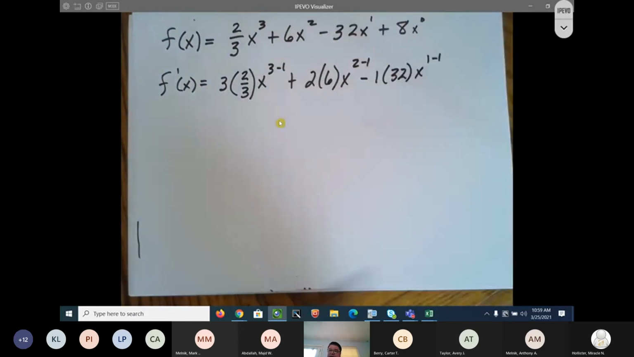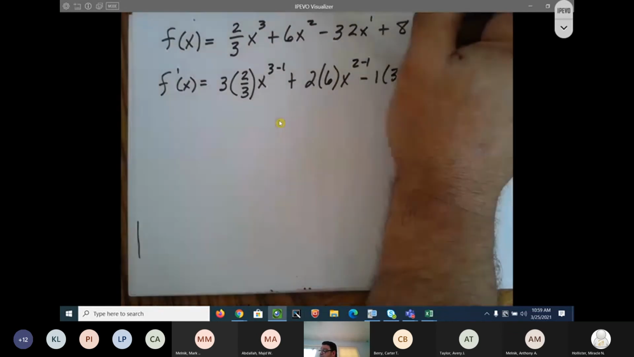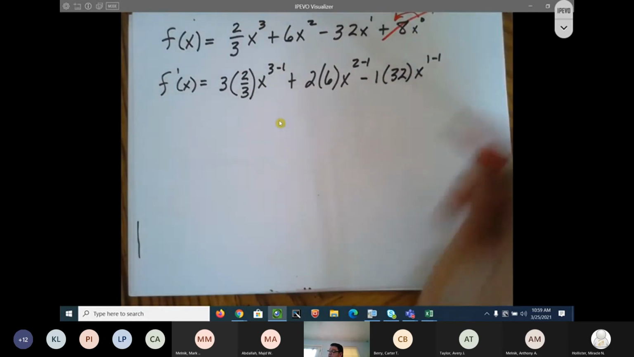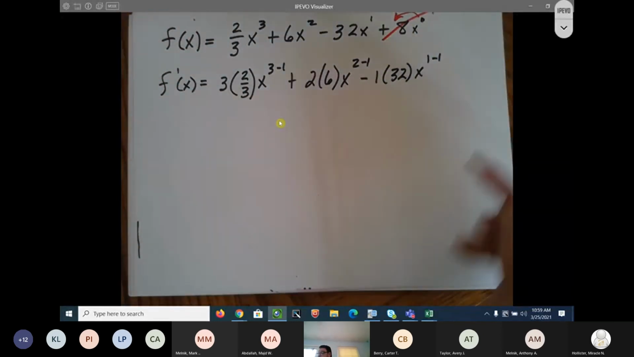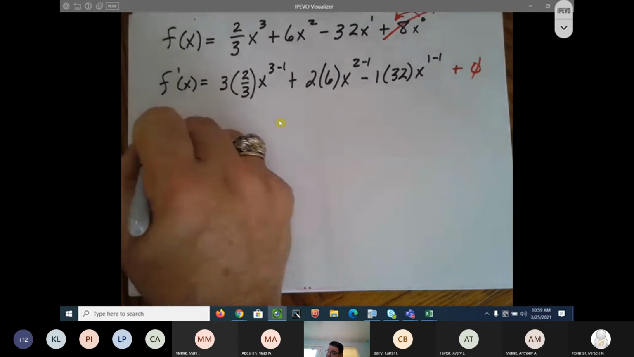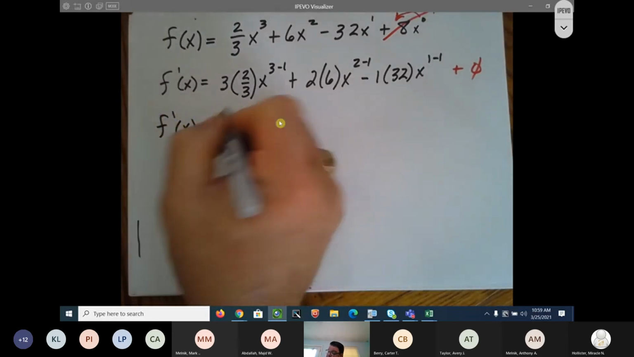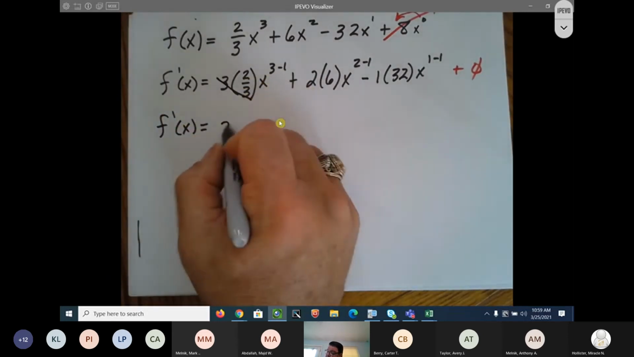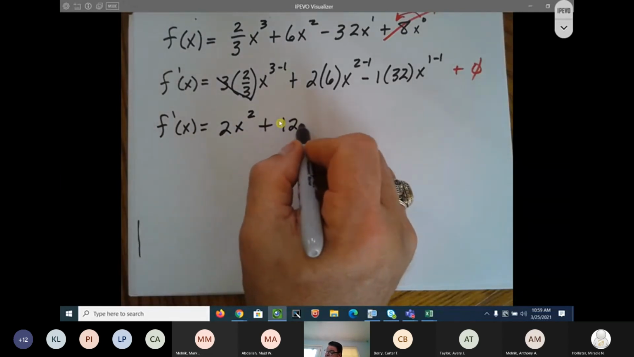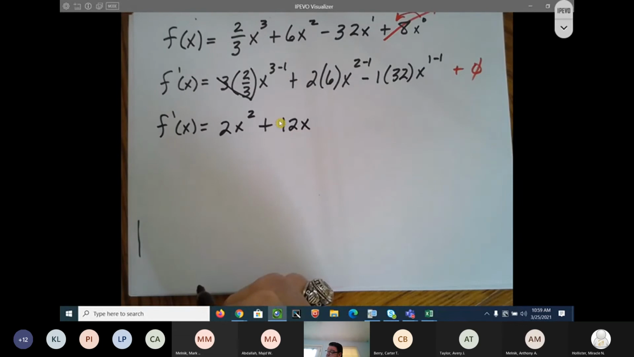And then what happens to that constant? What's the derivative of a constant? Well, if you pull that 0 out, what will it do? It's going to knock that whole thing out to 0. So that's plus 0. So that's going to give us f prime of x is equal to 2x squared plus 12x minus what?